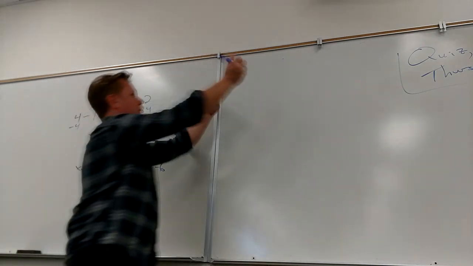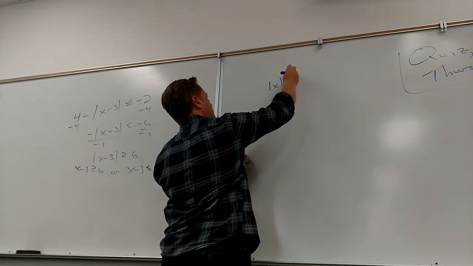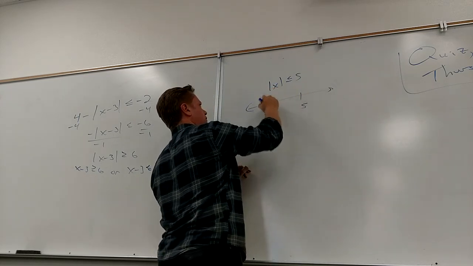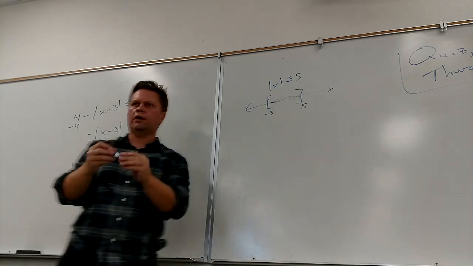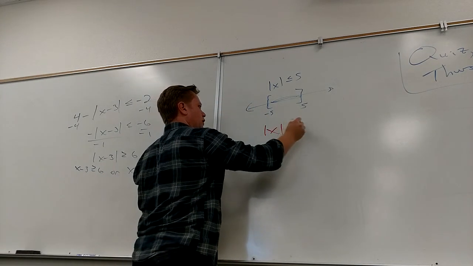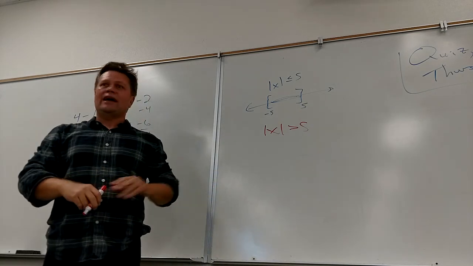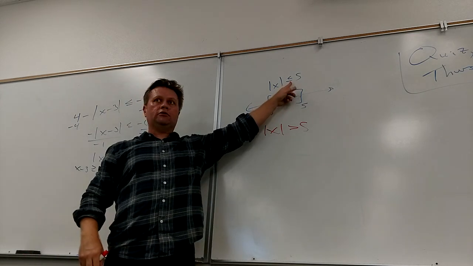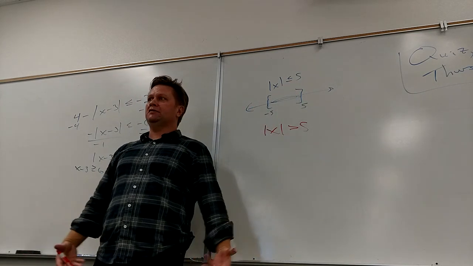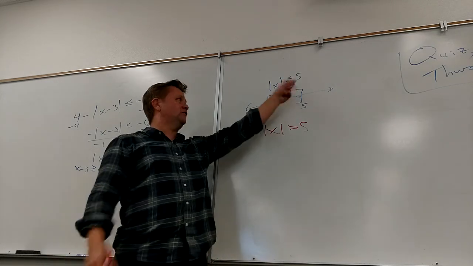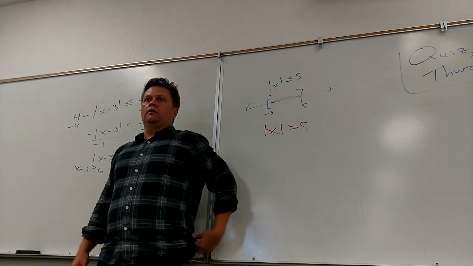So I want you to realize something. If I have the absolute value of x less than or equal to 5, that would be this stuff. Right? Now watch. If I have the absolute value of x greater than 5, that's everything that this guy left out. Because you could either be less than or equal to 5 or greater than 5. Does that make sense? You're either less than or equal to 5 or you're greater than 5. You can't be something different than that.